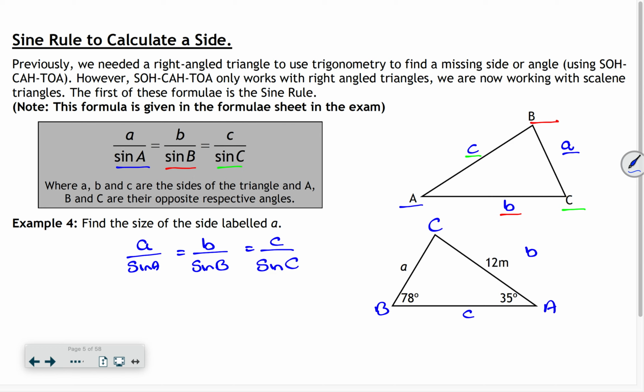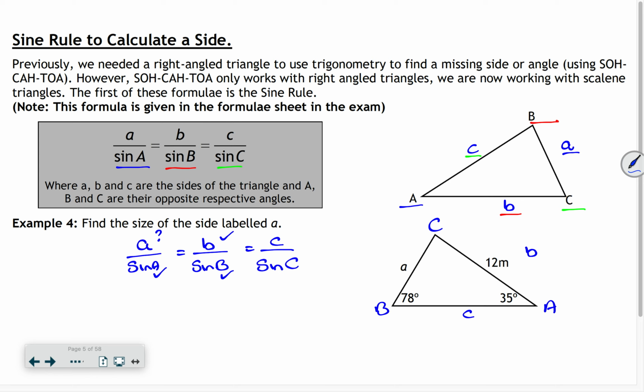It's really just a case of ticking off what we know. I know that side b is 12, so I'll tick off side b. I know that angle B is 78, so I'll put a tick beside sine B. I know that angle A is 35 degrees, so I'll put a tick here. And my question mark is to find out the size of side a, so I'll put a question mark beside there.